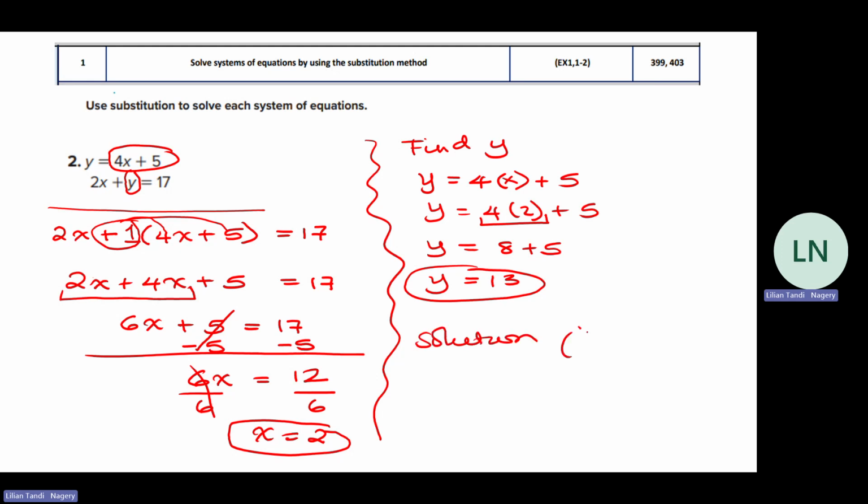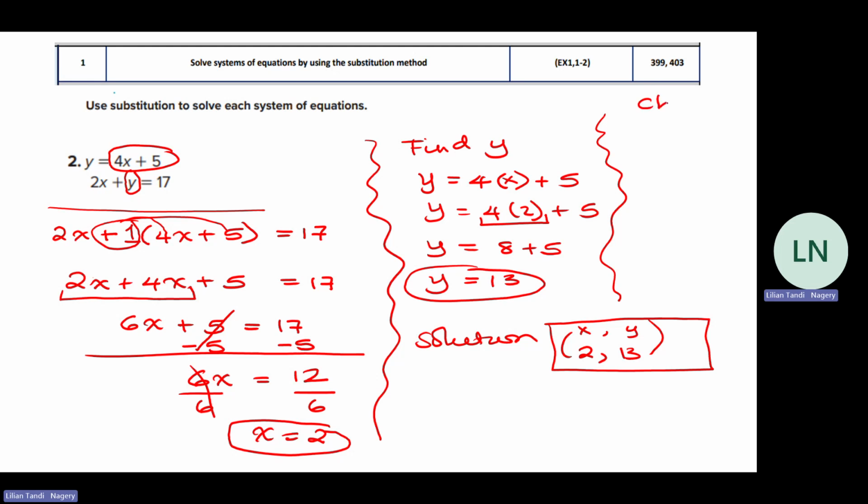Then I will write x comma y. And then I will write 2, 13. And I will box my answer. But you should always check if your work is correct.